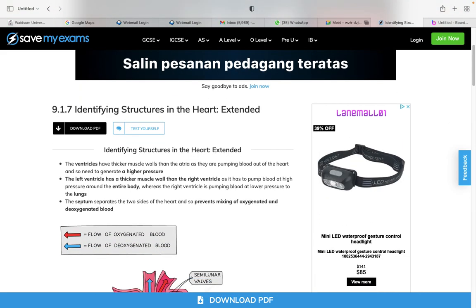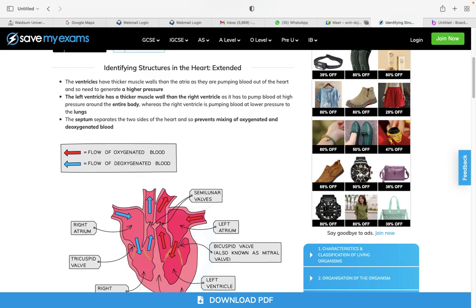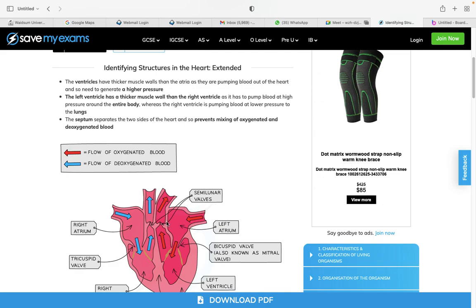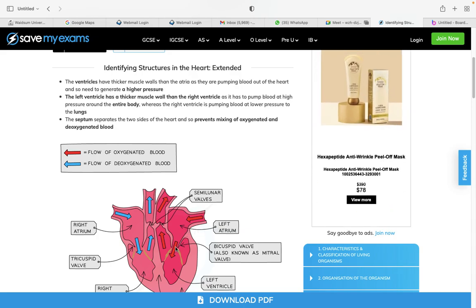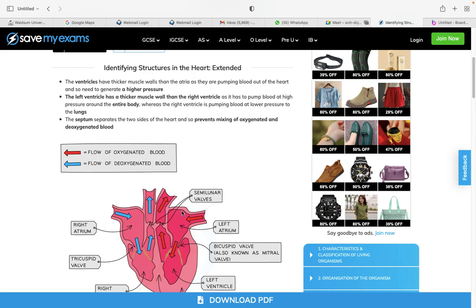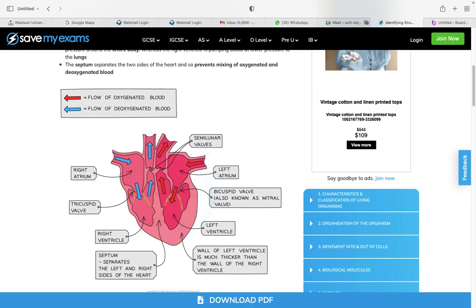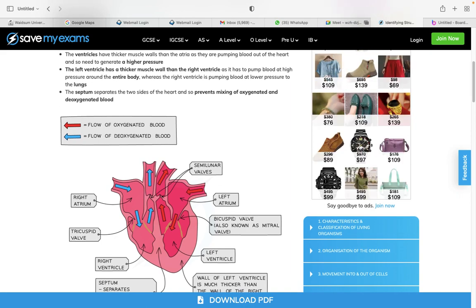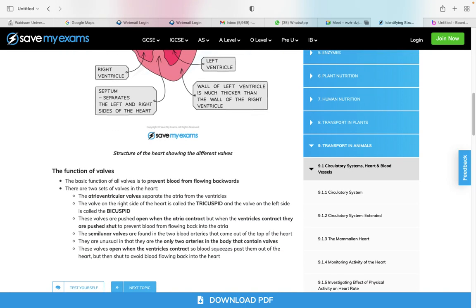Identify structure in the heart. I think in this one, you'll be talking about high blood pressure from there. High blood pressure is coming from the artery. Low blood pressure is from the vein. So this one, I think you can just look at this, because my time is over for this class. So the functions of the valve, the bicuspid valve and the tricuspid valve.